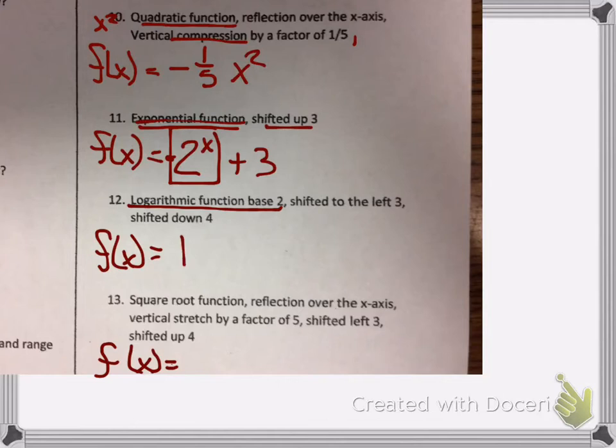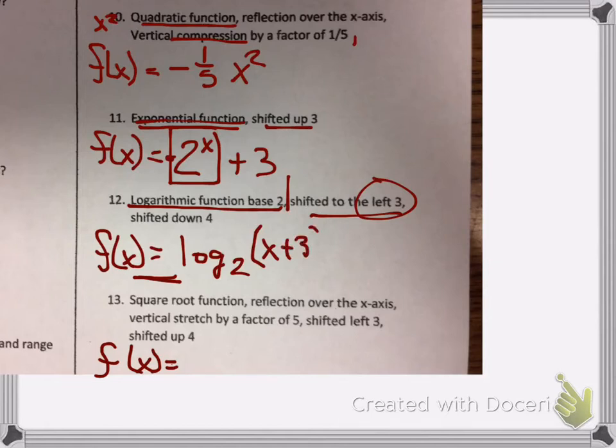Logarithmic function base 2. That means I'm going to put log 2. Okay. Nothing about reflection, nothing about vertical compression, so nothing here in the front. Shift left 3. That means something goes in with the x in parentheses. To the left means I'm going plus 3. And then I'm going to go down 4. And notice that's outside the parentheses.